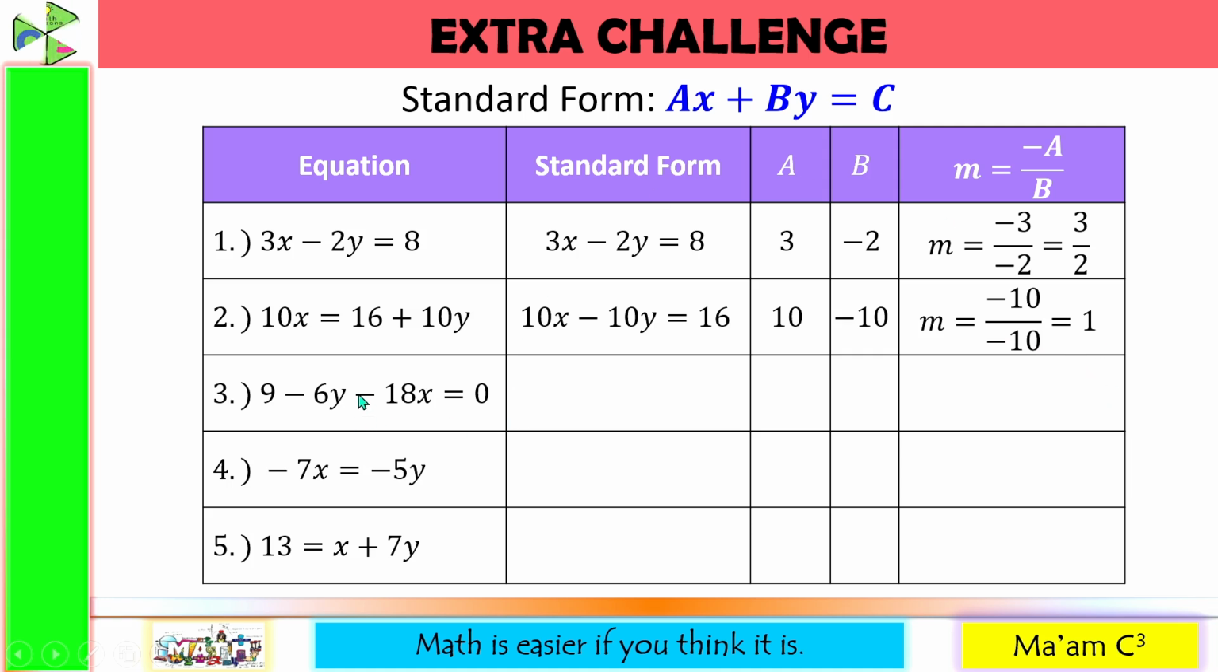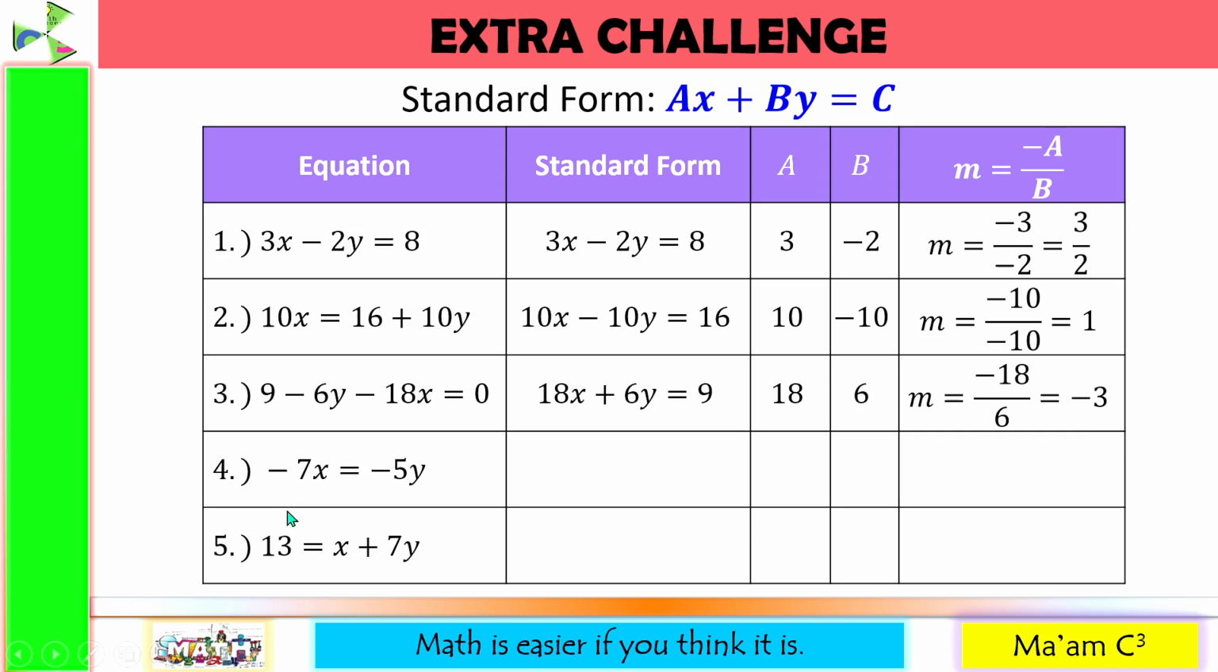Number 3, our x is negative, so we have to move that on the other side, together with negative 6y on the other side. This will become 18x plus 6y equals 9. Our a is the numerical coefficient of x, that is 18. Our b is numerical coefficient of y, that is positive 6. For the slope, that would be negative of a, so negative 18 over 6. Negative 18 over 6 is negative 3, or negative 3 over 1 if you want for rise over run.